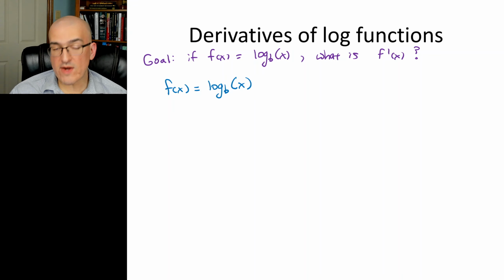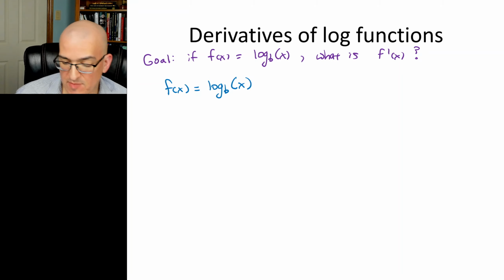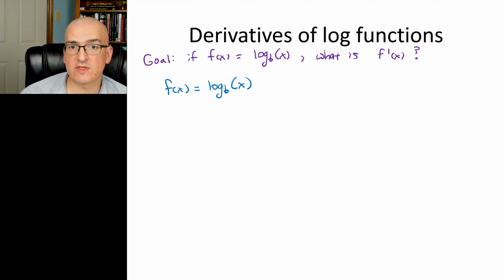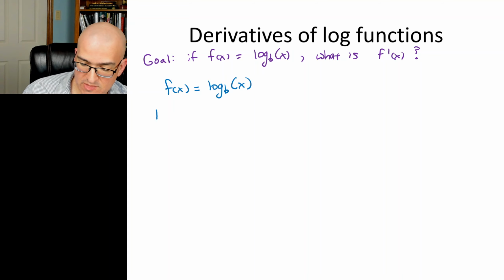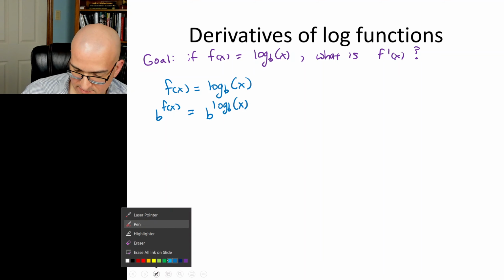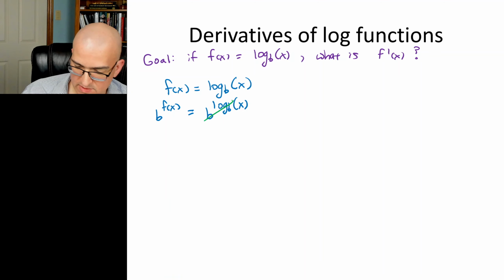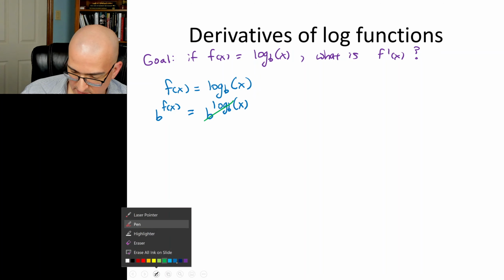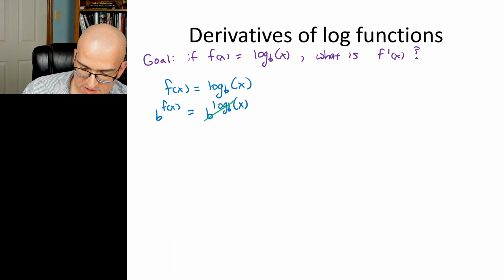And one way to do that is to exponentiate. I'm going to raise both sides as powers on the same base. I'm going to use a base of b, the same base as the log function, so I have access to the cancellation law. So b to the power of f of x is equal to b to the power of log base b of x. I'm going to cancel using the cancellation law. And we have an exponential expression, b to the f of x is equal to x.